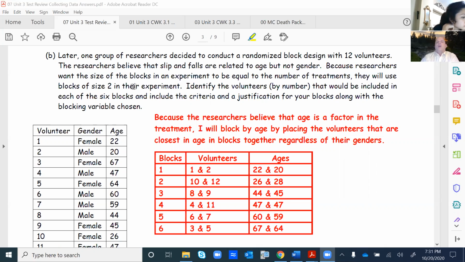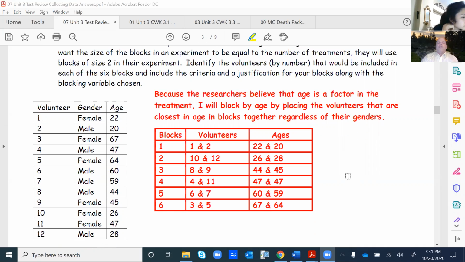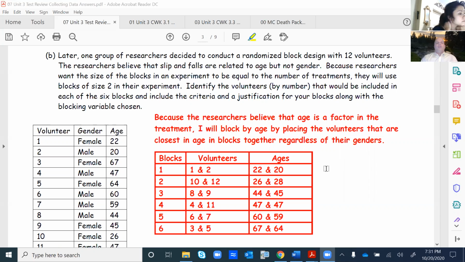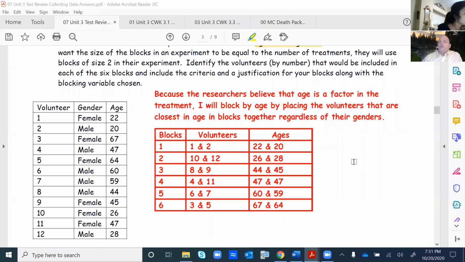Well, first off, when we block on the variable that we believe is going to have an impact. So they said, in this case, they believe that age had an impact, but not gender, all right? Which was nice of them because I have to say that I'm pretty clumsy. So age has an impact, but not gender. Now, when we block, please note this down. You should probably just make this little pencil note to yourself. You block so that whatever you're blocking are as similar as possible. You're blocking on a common group, but so that they're similar as possible.